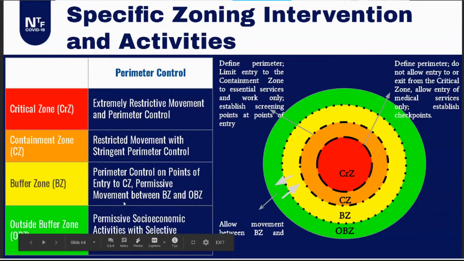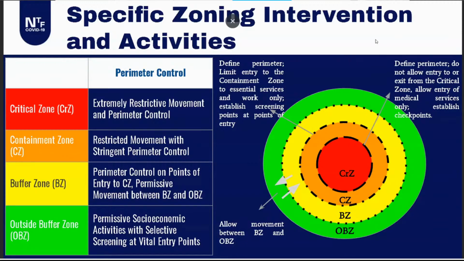Number 1. So as flash on the screen, meron po tayong mga measures. May makikita po kayong division ng critical zone, containment buffer, and outside buffer zone at yung specific na activity at may kaakibat po siyang mga provisions na kailangan gawin. So all of the activities are actually elaborated in the National Task Force Memorandum Circular. So kinuha lang po namin yung mga highlights dito. So first activity here is the perimeter control.